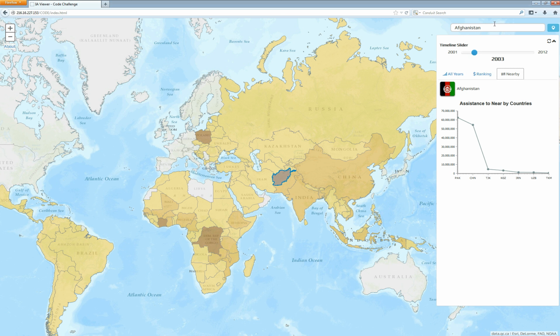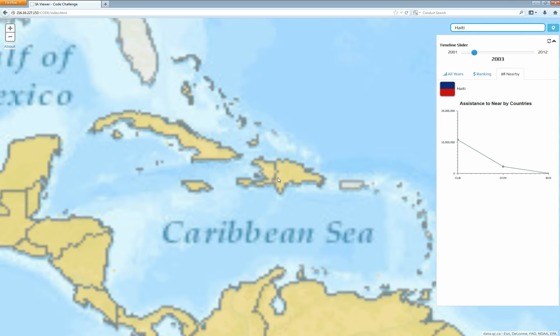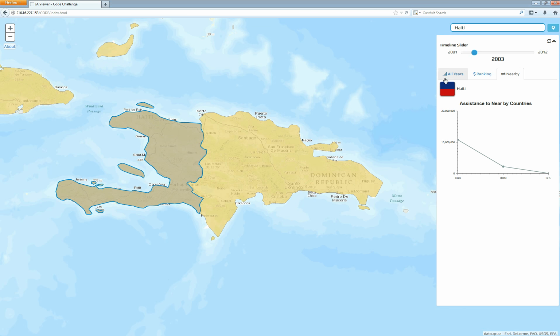We can also take a look at places. Another place that we all know about over time is Haiti. Of course Haiti has had a number of issues, particularly some natural disasters, and you can see the dollars are much higher. Canada was a major contributor to this country in that time frame.